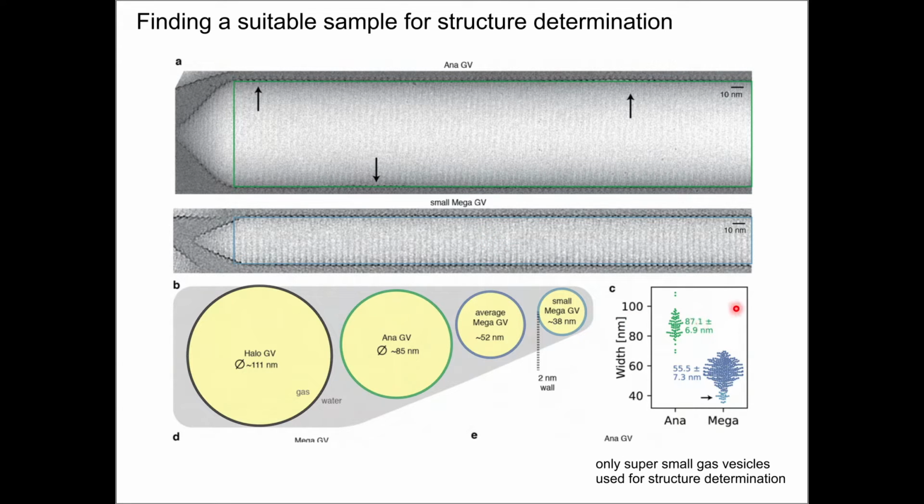They've done this little quantification here showing the Anna gas vesicles much bigger compared to these mega gas vesicles, which tend to be smaller. For their cryo-EM studies, they only took gas vesicles which fell in this very small tail here, below 40 nanometers in diameter. And so they really only used the super small population of gas vesicles for structure determination.